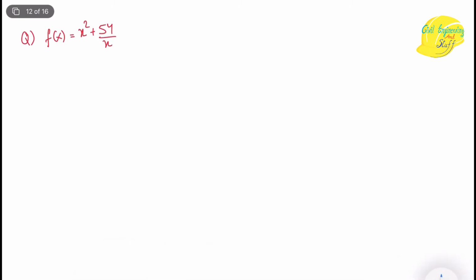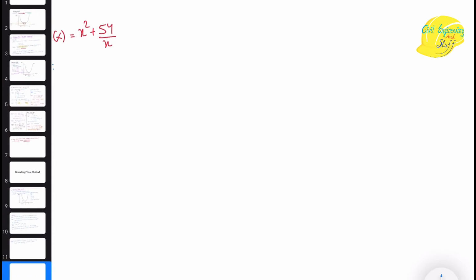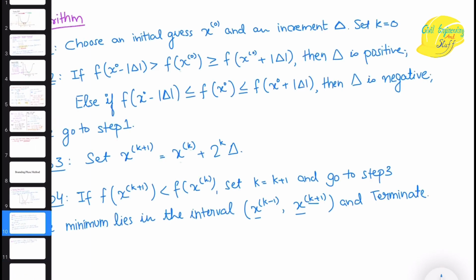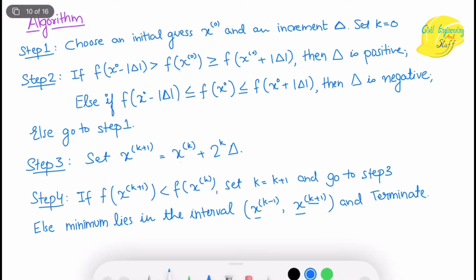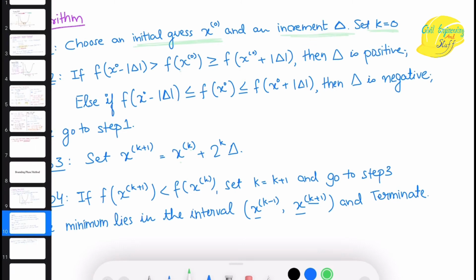First of all, let's see what the algorithm says. The algorithm says that we have to choose an initial guess value and an incremental value. And in the first step we have to set k equal to 0.